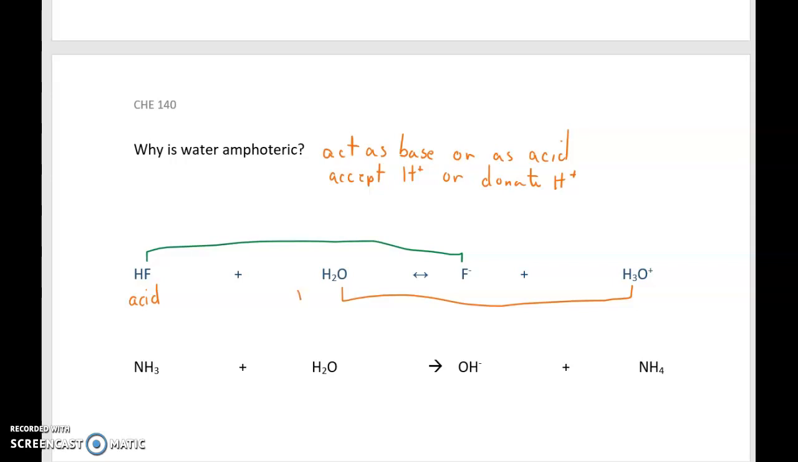This will be our base because water has 2 protons here and the hydronium on the other side has 3 protons. So if hydrofluoric acid is our acid, then our conjugate base must be here.